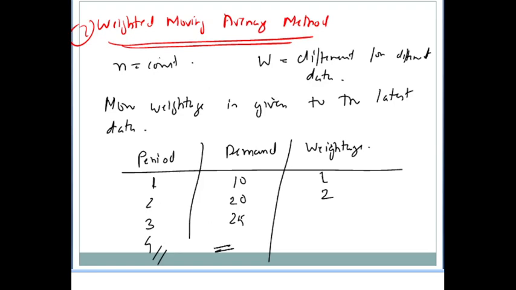So here the third one will be the latest one. More weightage will be given to the third one, since this is the latest data. So more weightage will be given to the third one.